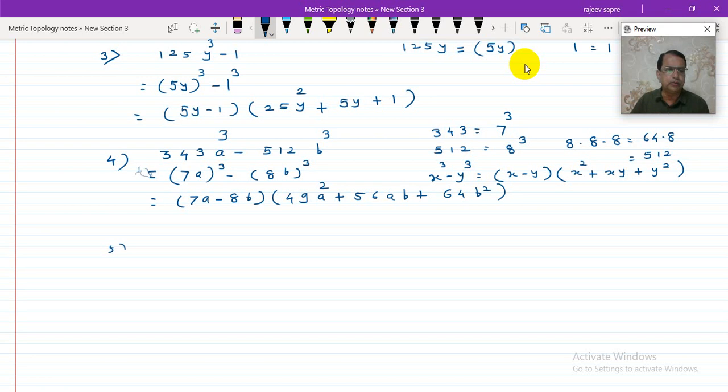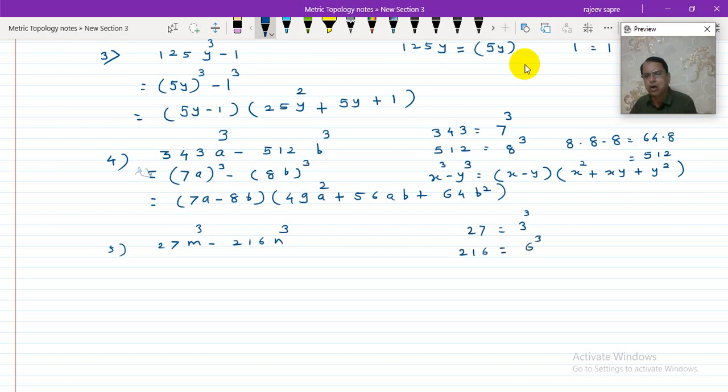One more problem we will do, fifth problem: 27m cube minus 216 n cube. Okay, so now 27 is, you know, cube of 3, 3 cube is 27, and what is 216? 216 is the cube of 6.